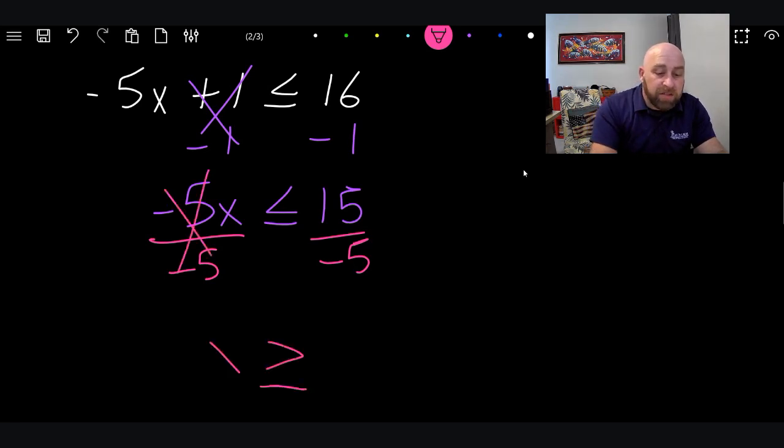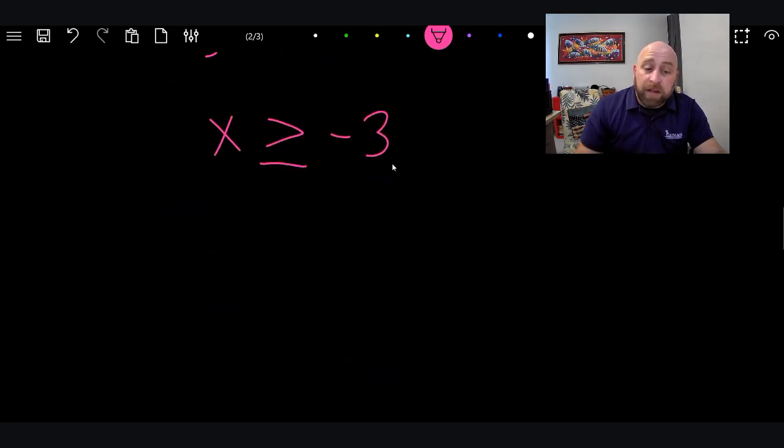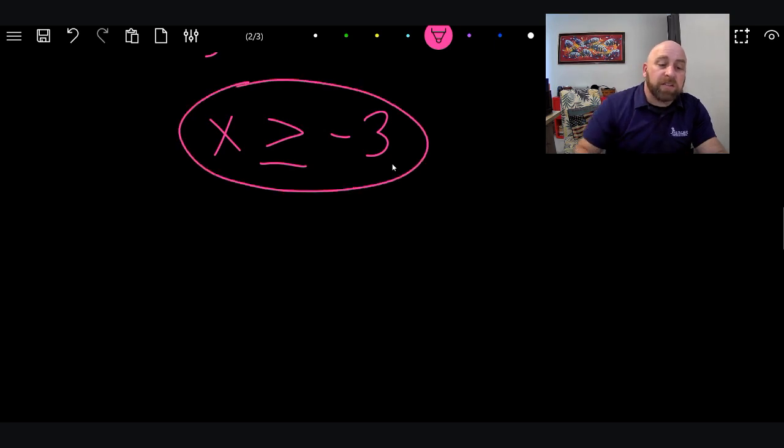That's going to cancel. We're going to get x is greater than or equal to, and 15 divided by negative 5 is going to give us negative 3. So there's our answer. Our answer is x is greater than or equal to negative 3.